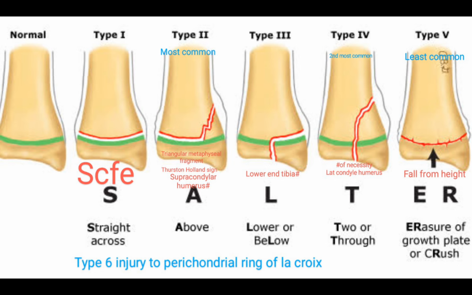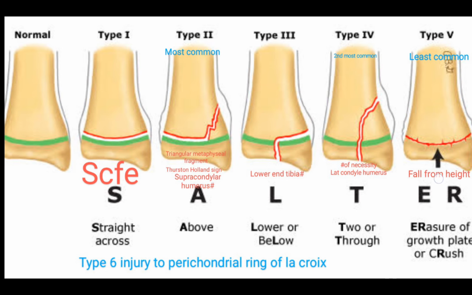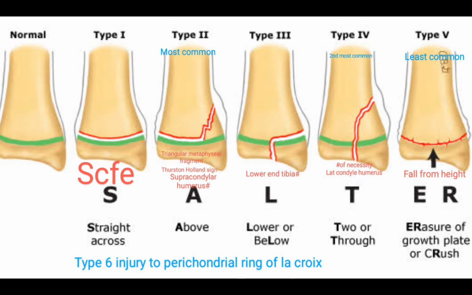It is least common and it is due to fall from height. So S for straight across, A for above, L for below, T for through the epiphysis, ER for erasure of the epiphysis. Most common is type 2, second most common type 4, least common type 5.